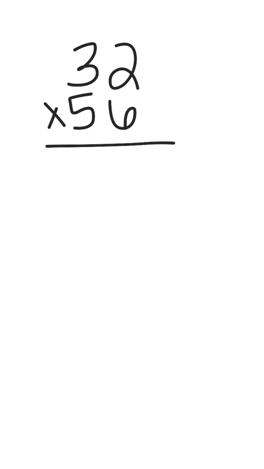The first thing that I'm going to do is look through my ones place, and I'm going to go ahead and multiply 2 times 6. I know that 2 times 6 is 12, so I'm going to go ahead and write my product right there.